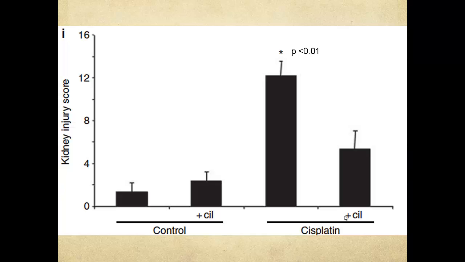The kidney injury scores in treatment versus non-treated patients. So this group is treated with cisplatin, and this is a treatment group where cilastatin was combined, and you can see that the kidney score was around 12 to 13 in cisplatin alone, and in the combined treatment group with cisplatin and cilastatin, the kidney injury score was only around 5.